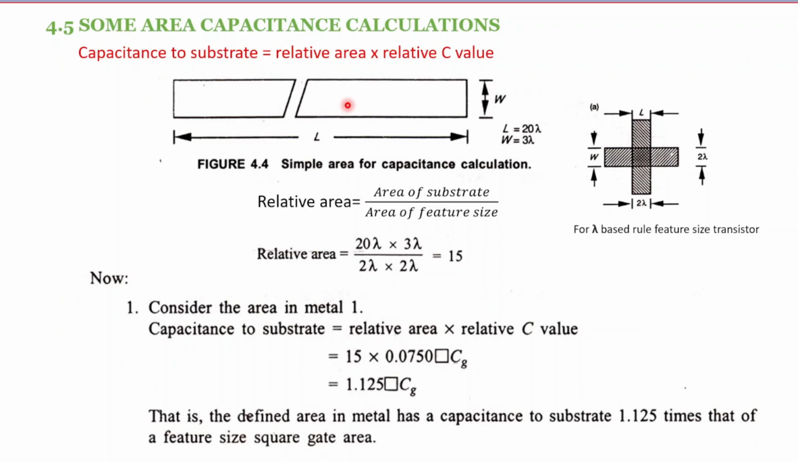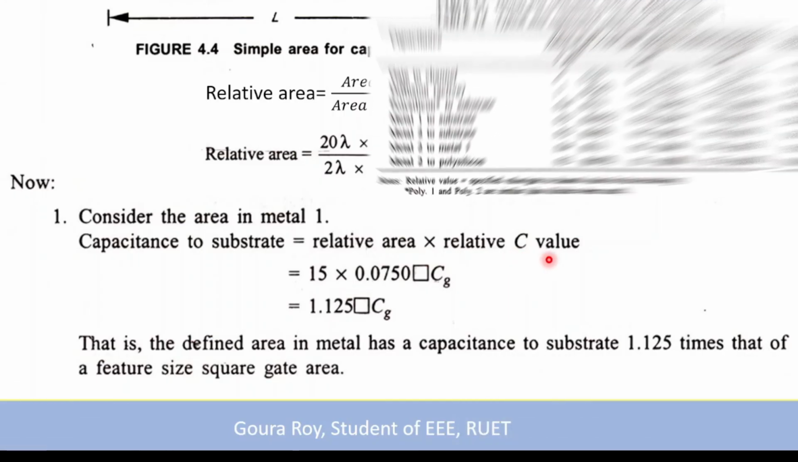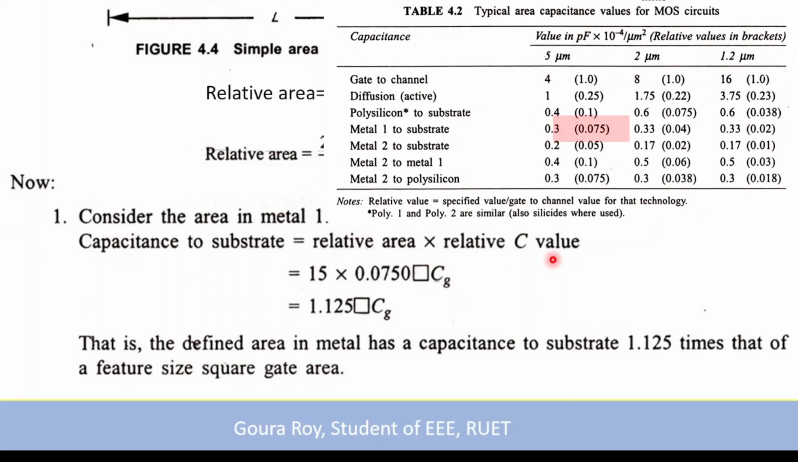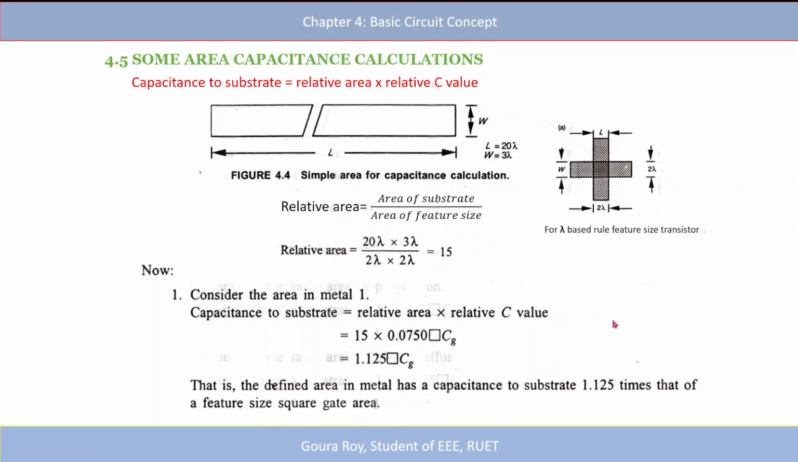Now if we think this substrate is metal 1, so the capacitance for metal 1 will be the relative area of this substrate multiplied by the relative C value of metal 1 from the table, which is 15 multiplied by 0.075 square Cg, resulting in 1.125 square Cg. It means that the metal has the capacitance to substrate 1.125 times that of the feature size square gate area.